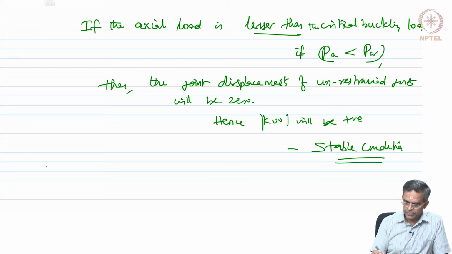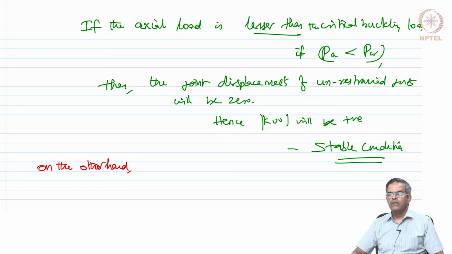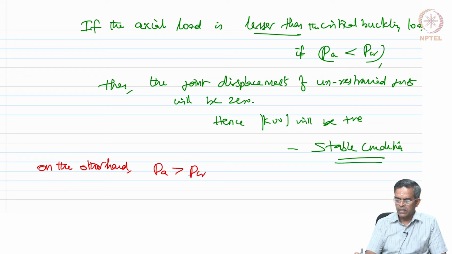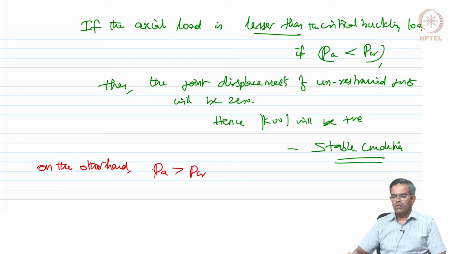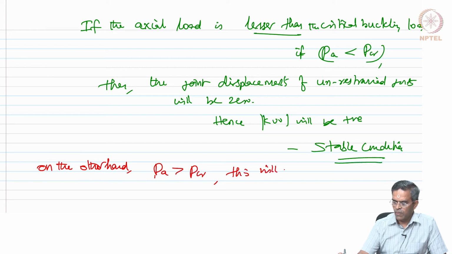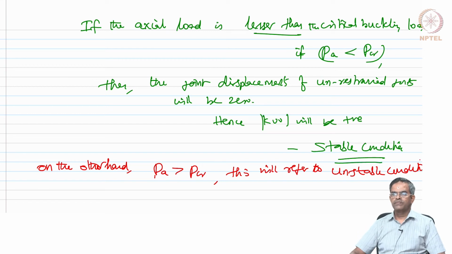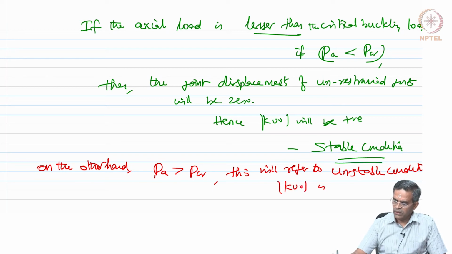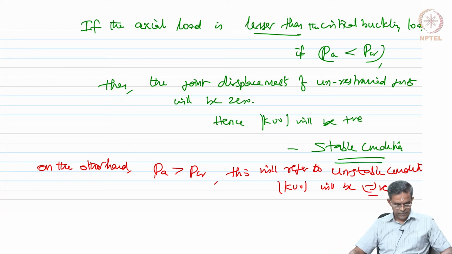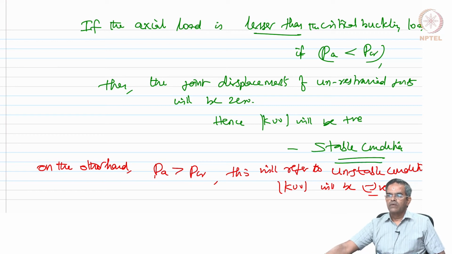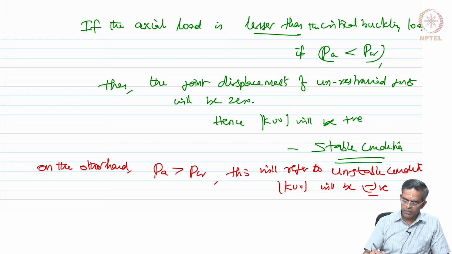On the other hand, if the applied load exceeds the critical buckling load, this will refer to an unstable condition, because we already said buckling is a consequence of instability. So, in this case the KUU determinant will be negative. Okay. That is an important point which we have to remember.